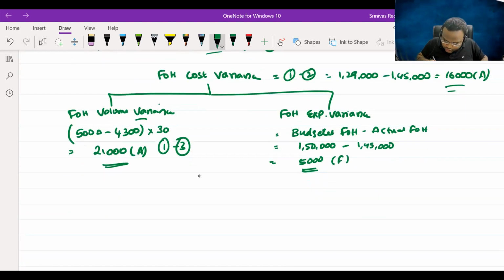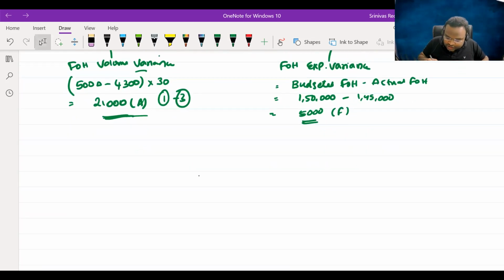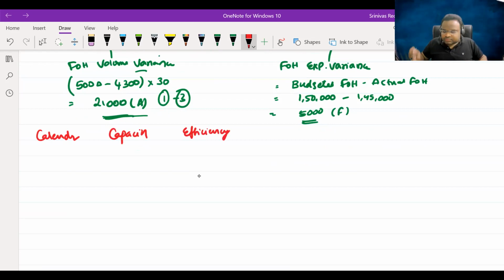Now, why did you get this 21,000 adverse? What are the factors of this 21,000? That is how we'll try to understand the calendar effect, the capacity effect, and the efficiency effect. I'll not go directly into the answer now. Let me go with a simple example. Sir, you are in the month of March now, assume it.